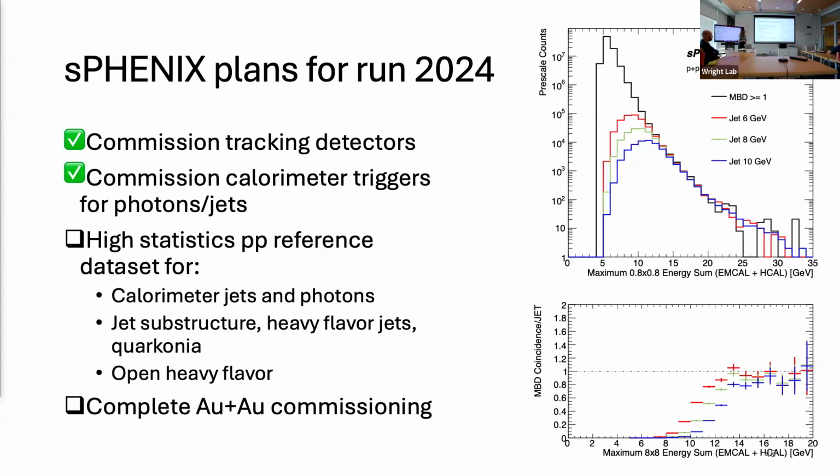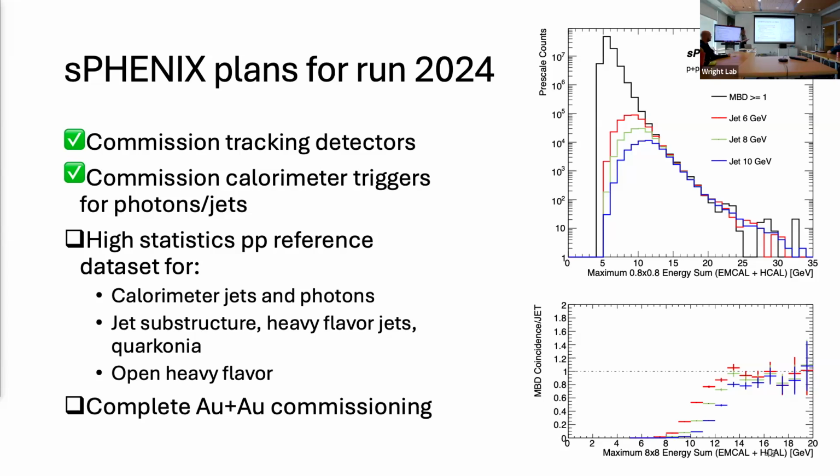So the next goal from 2024 was to commission the calorimeter trigger system. In the gold-gold running, we had just used the minimum bias detector for triggering. But in proton-proton, we wanted to sample the full luminosity and be able to collect jets and photons. And so we have a trigger system that is based on patches of energy in the calorimeter.